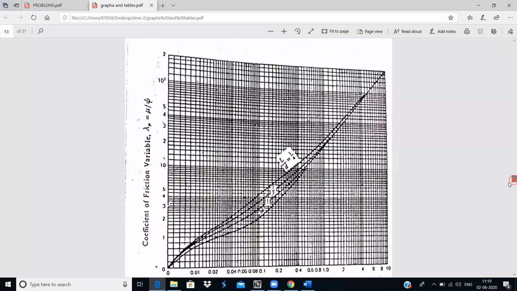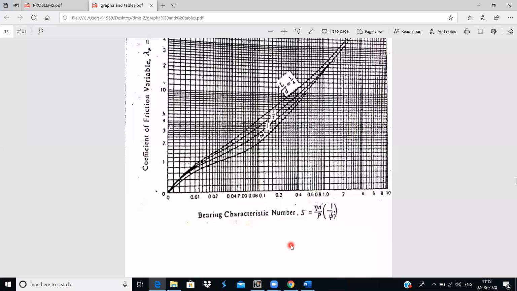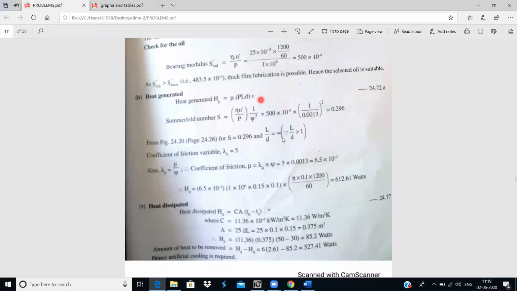See, this is the figure 24.20. Here we have S and we have L by D curves: L by D equal to 1 by 4, 1 by 2, 1, and infinity. In the question, L by D is greater than 1, so L by D is equal to infinity. So we are going to take L by D equal to infinity and S equal to 0.29.